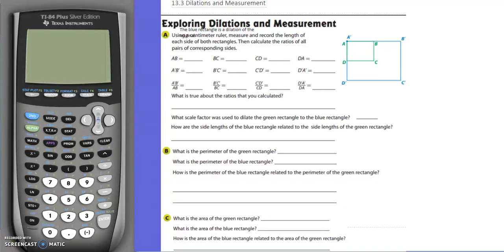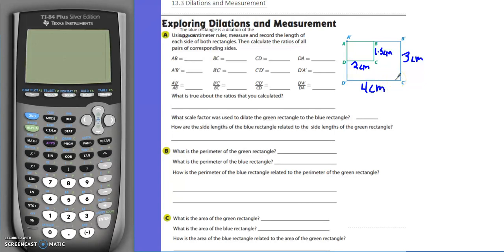13.3, Dilations and Measurement. Okay, it wants you to use a centimeter ruler to measure these dimensions. So I'm just going to go ahead and give those to you. So this is going to be 2 centimeters. This is about 1.5 centimeters. This is 3 centimeters. And this is 4 centimeters.